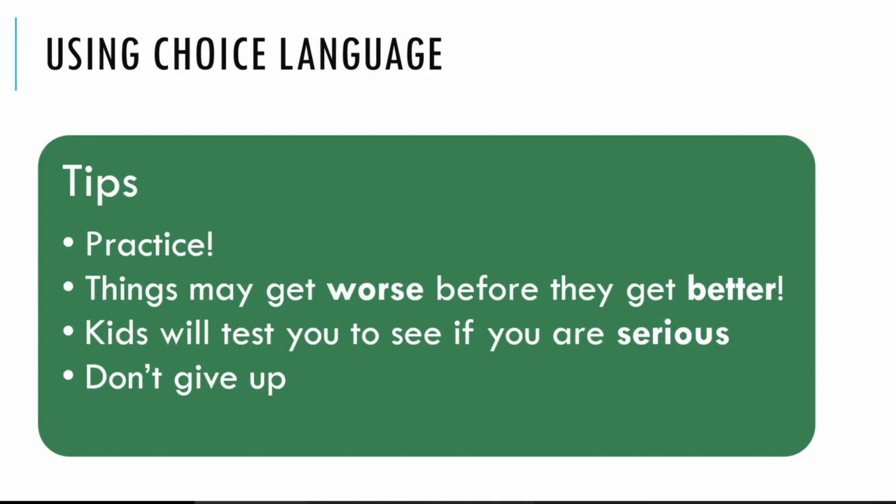So these are just some tips. You have to practice it when you're using that choice language. Things may get worse before they get better, and I've said that before. Kids are going to test you to see how serious you are. They want to make sure that you're imposing those firm limits and not those soft ones. And you can't give up, because that's what they're expecting. They're going to keep pushing until you give in.